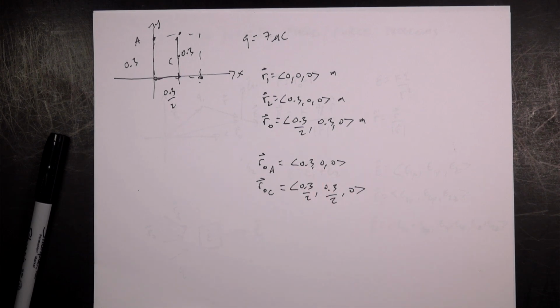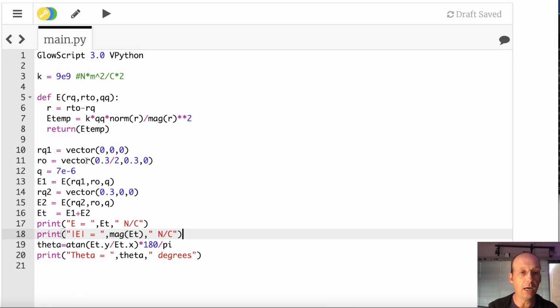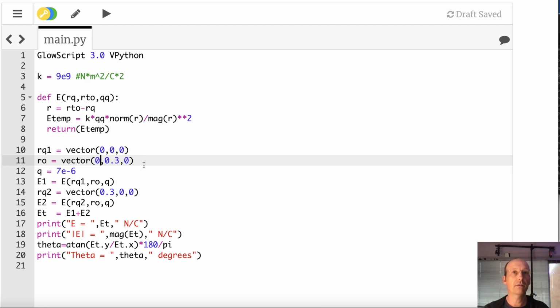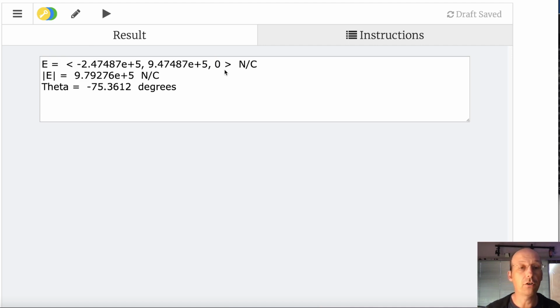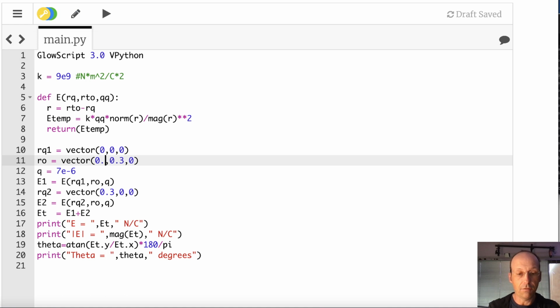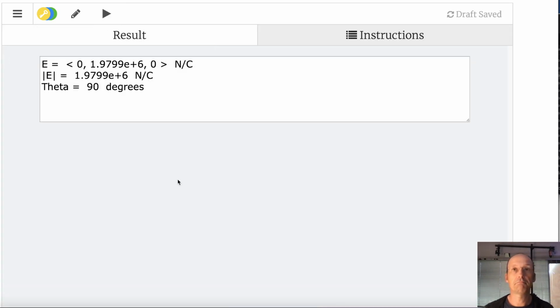So if I want to do this, all I have to do in my code, let's go back to the computer, is to edit this. So let's do point A. All I have to do is change my observation location right here. That's it, right? I've run it, it's done. And if I want to do point C, I just change it like this, 0.3 divided by 2. I'm just moving the observation location. And I run this. And that's it. Boring.